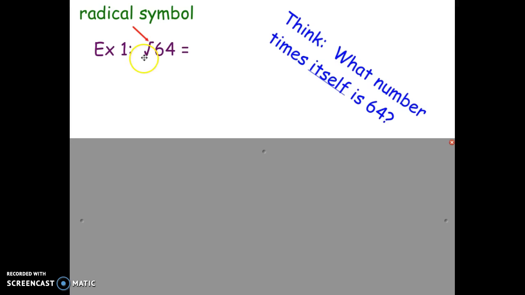Example 1, we've got the square root of 64, is how you would read that. So you're going to think, what number times itself is 64? Well, the only positive number times itself that's 64 is 8. So the square root of 64 is 8.